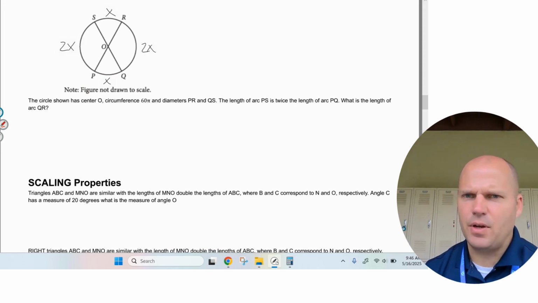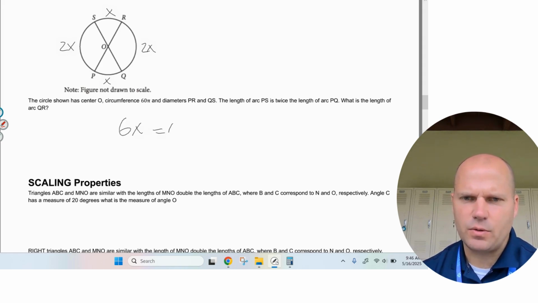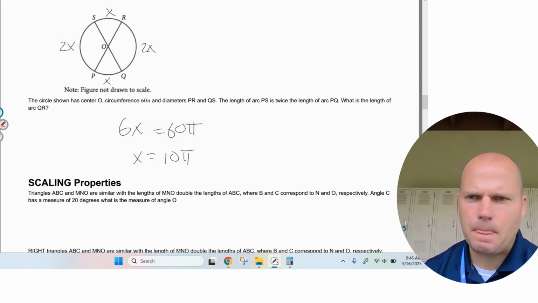I think it's just a setup here. 1, 2, 3, 4, 5, 6. 6 of my x's will equal 60 pi. So that means my x is equal to 10 pi.